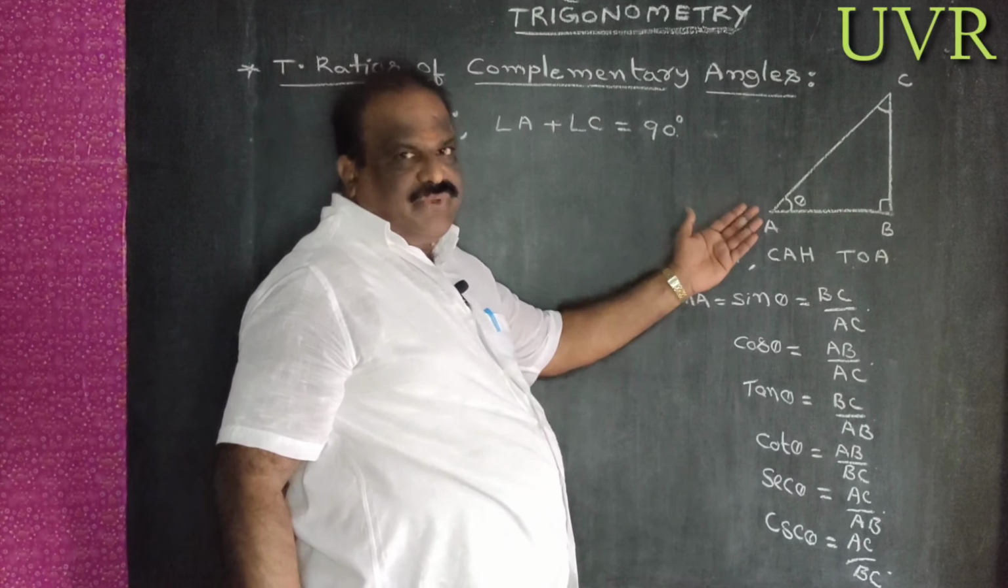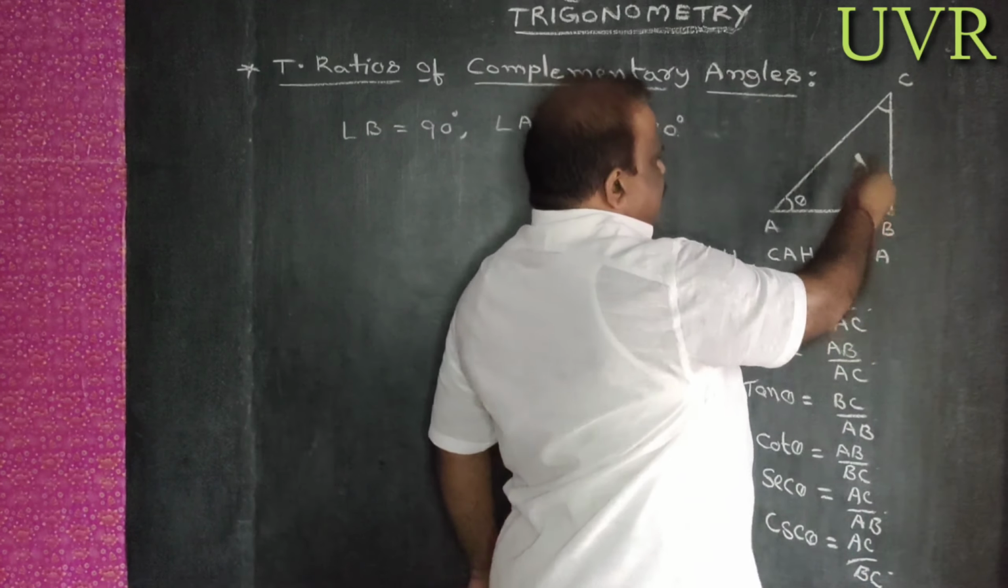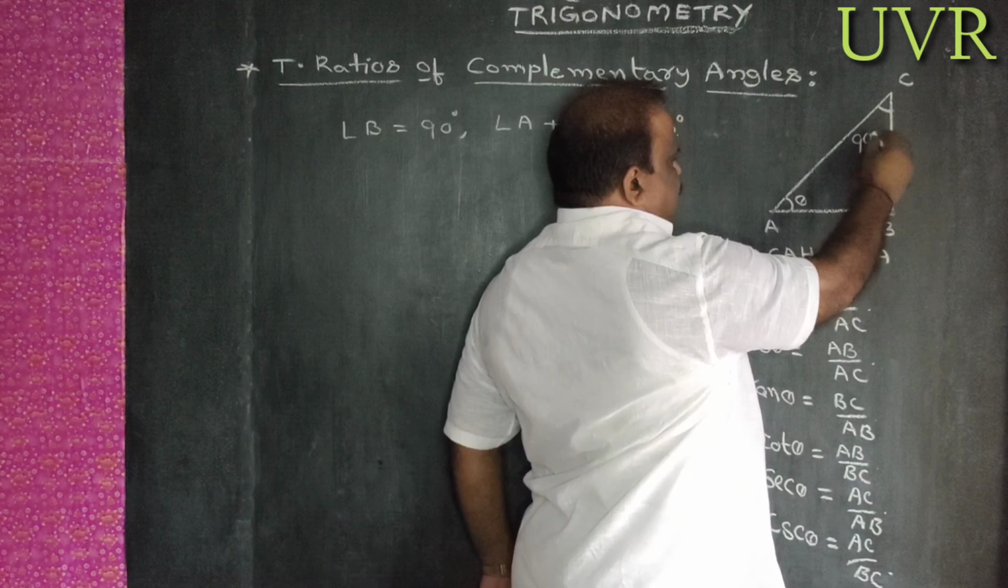So we take an angle at C. So angle C is 90 minus theta.